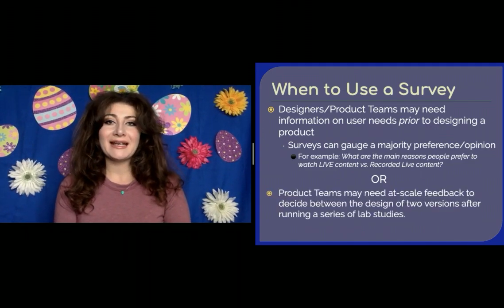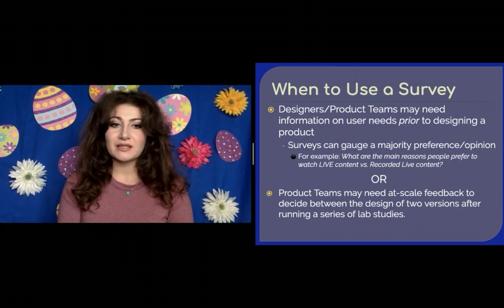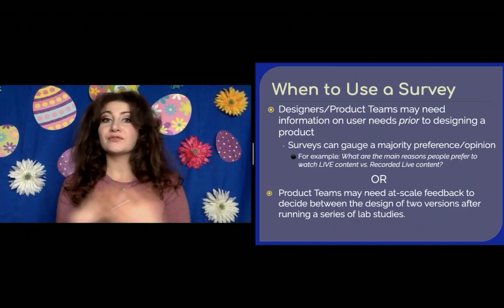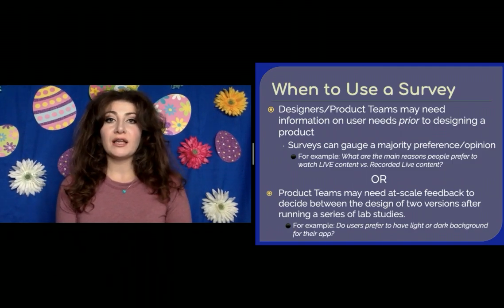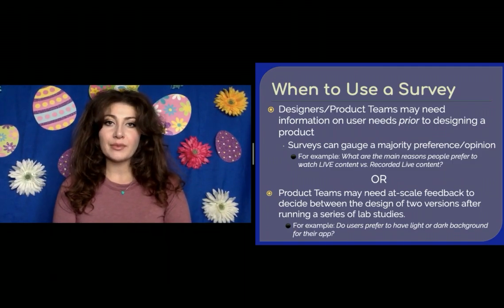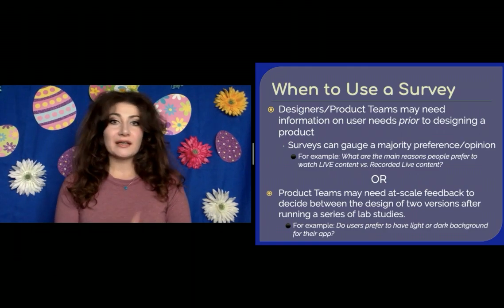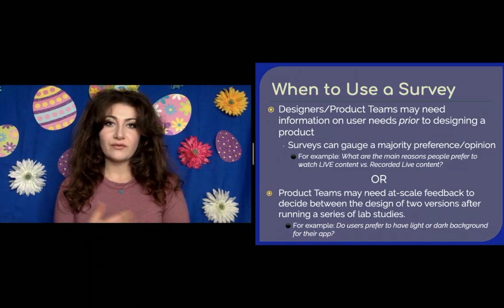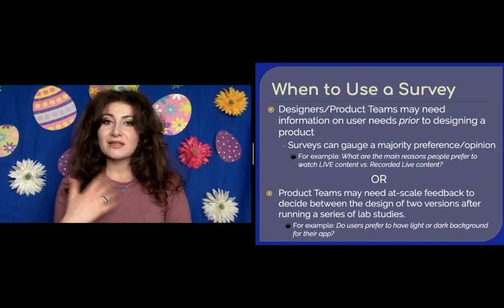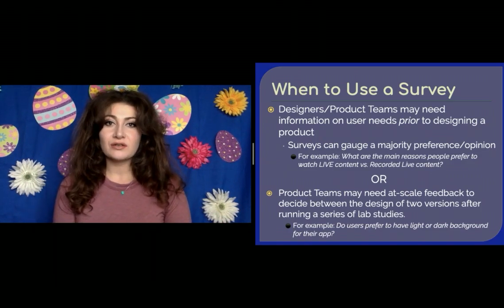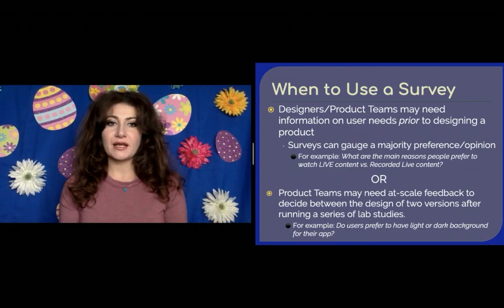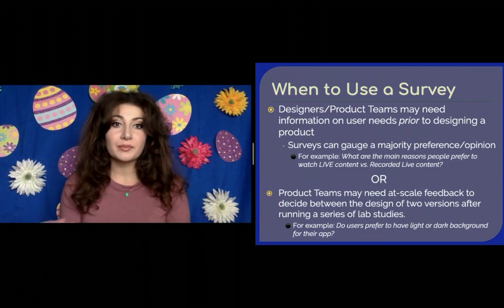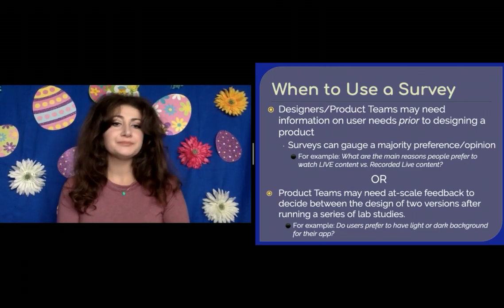Or product teams may need at-scale feedback to decide between the design of two versions after running a series of lab studies. So for example, do users prefer to have a light or a dark background for their app? So it's like a one or two item question, but because in a usability study you have only 5 to 7 people, the response of 7 people is generally not enough to make some sort of a decision for designers to understand if more people like light or dark design.